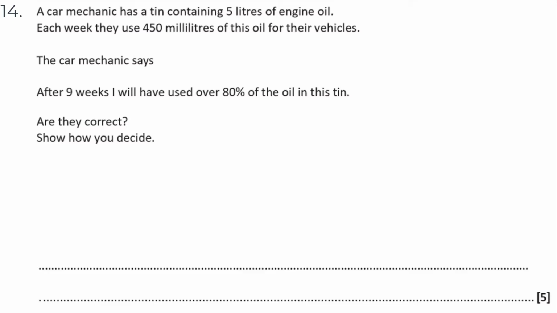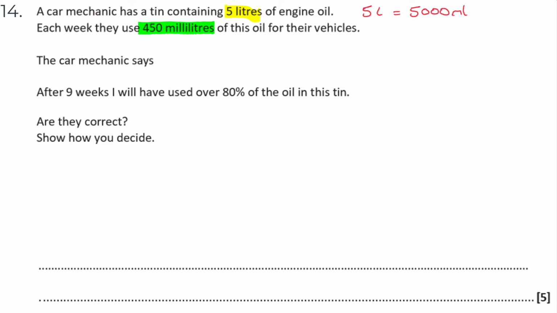Okay. So, first up, we've got 5 litres in the tin to start with. Now, each week we are consuming 450 millilitres of oil. Now notice the mixed units here. So the first thing I'm going to do is convert everything into the same unit. I think it's going to be easier to convert 5 litres into millilitres. Now 1 litre is 1,000 millilitres. So 5 litres is going to be 5,000 millilitres. So that's my starting amount of oil.